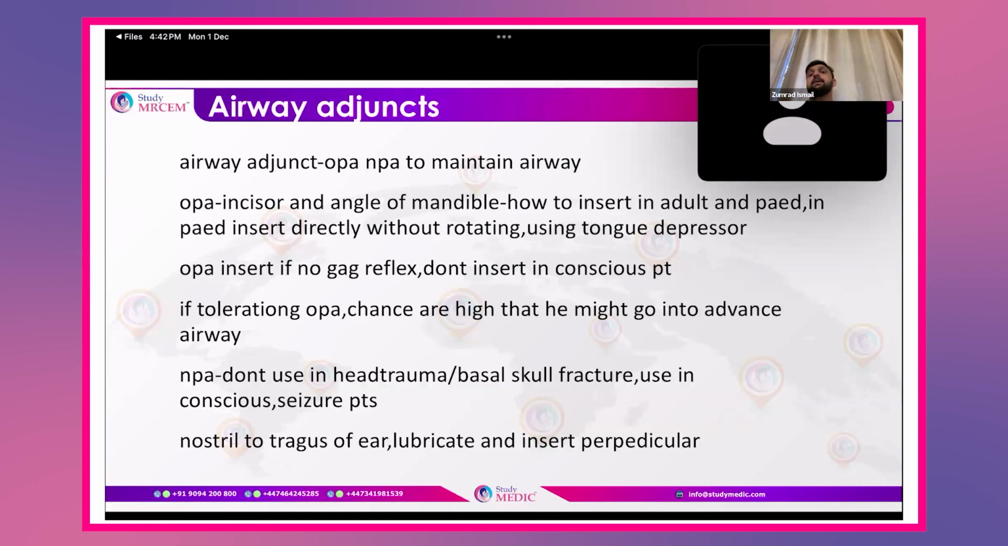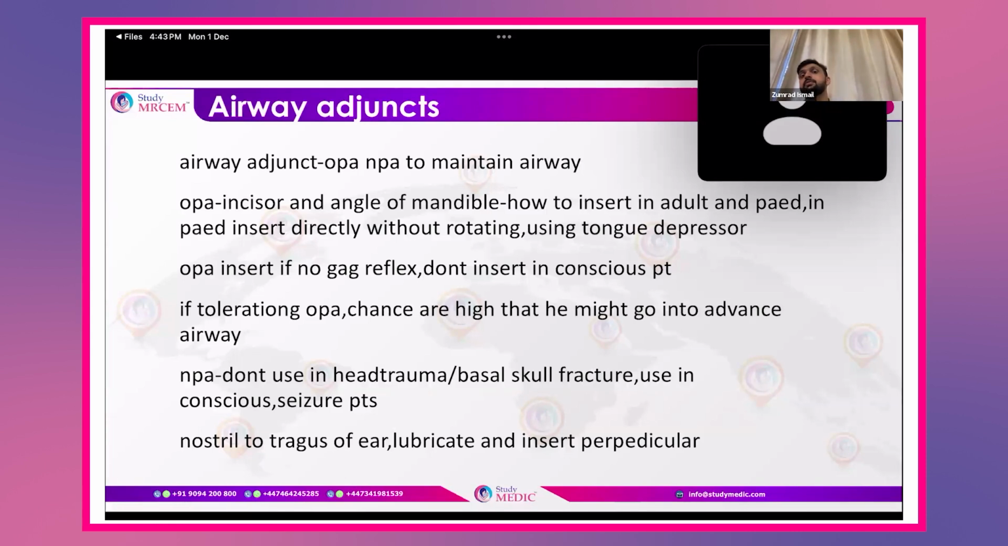In adults, we insert it upside down, and once we reach the soft palate or touch the posterior pharyngeal wall, we'll turn it 180 degrees. That is how we insert in an adult. In pediatrics, we can insert it directly without rotating. We use a tongue depressor, push the tongue down, and then we can insert it directly without rotating. Or we can insert it at 90 degrees and rotate it when we reach the soft palate or posterior pharyngeal wall.